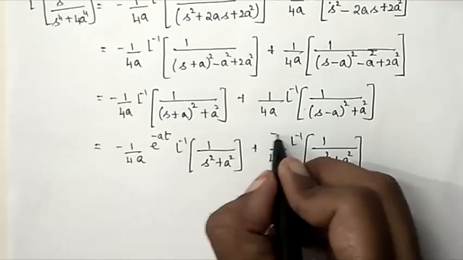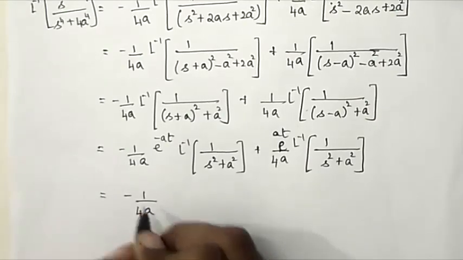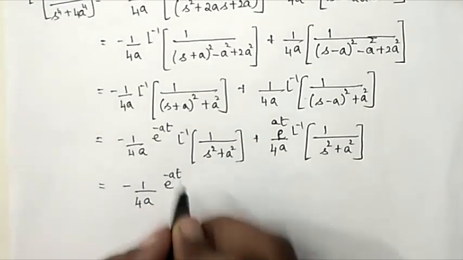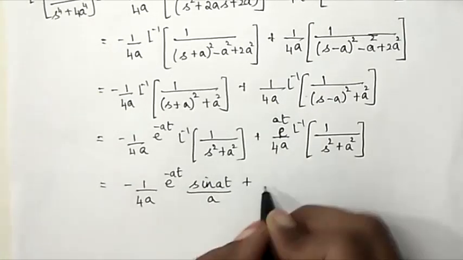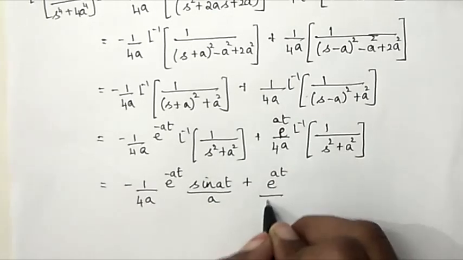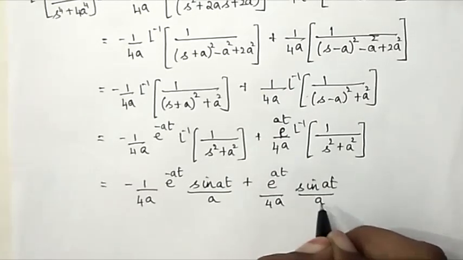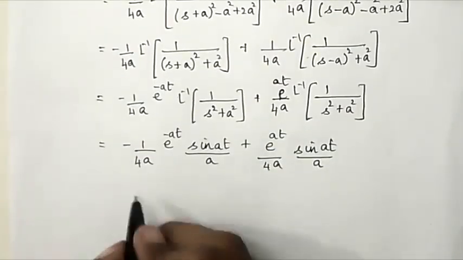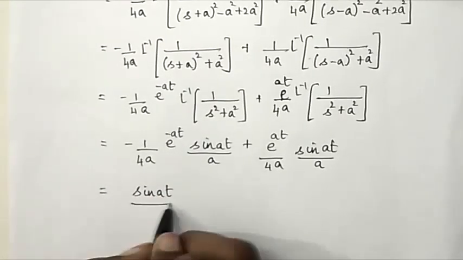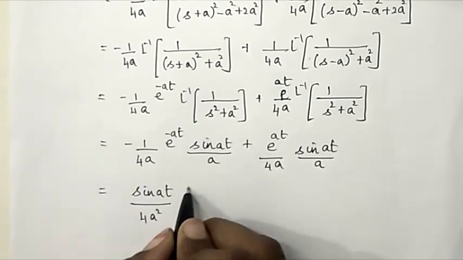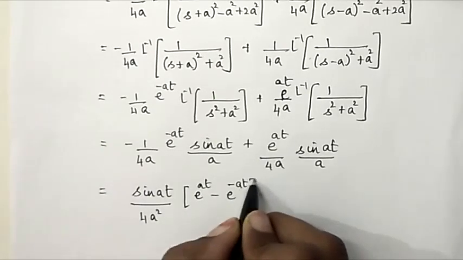I forgot to write this e power at here. So this is equal to minus 1 by 4a e power minus at. This will be sin at by a, and this is e power at by 4a sin at by a. And so this can be written as sin at by 4a² (e power at minus e power minus at).